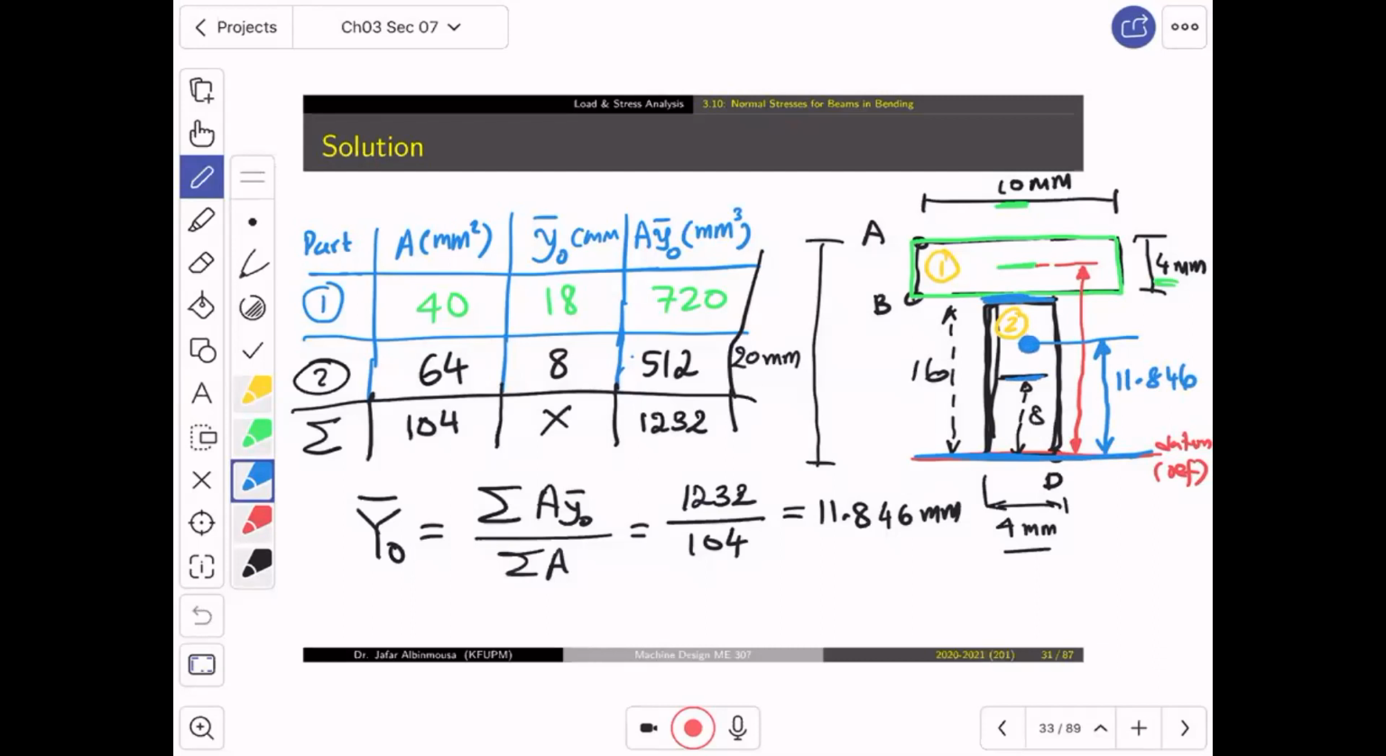Does this make sense, ya akhwan? Anybody would think that this makes sense? Yes. Why? It should be between the two areas, not one below one of them. Yeah. If you have only this area, the centroid from the reference is going to be 8. You put more material, the centroid will shift up a little bit, depending on the size of this area.